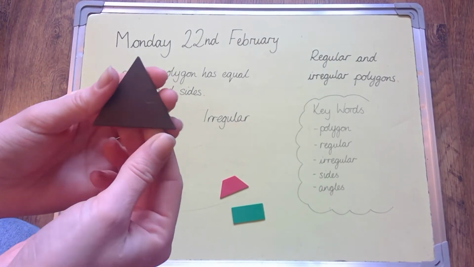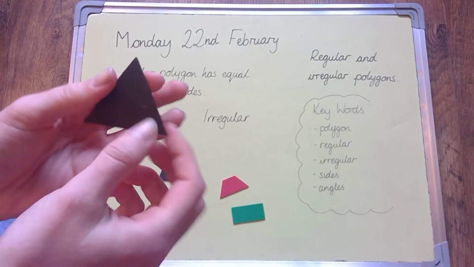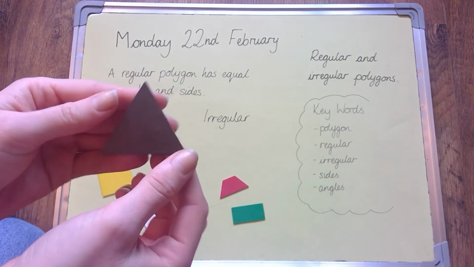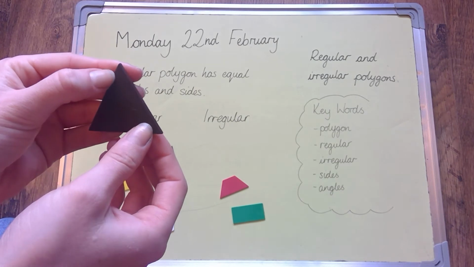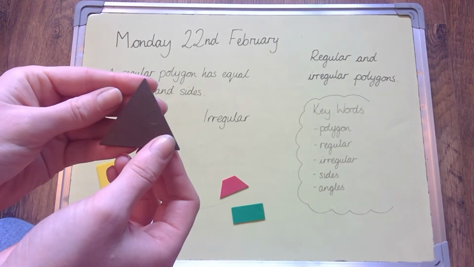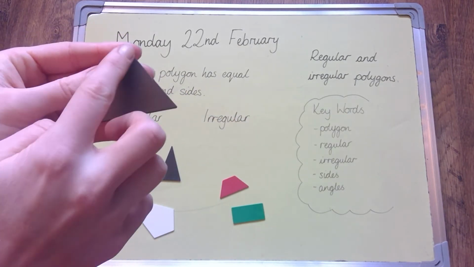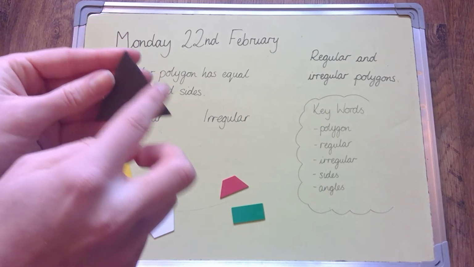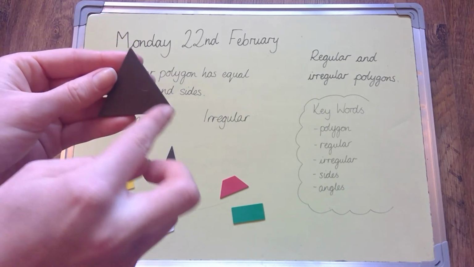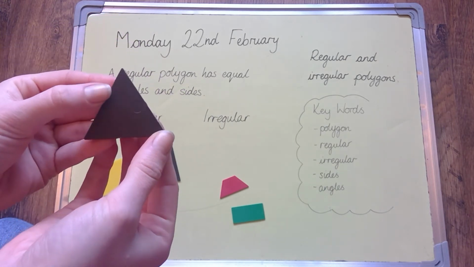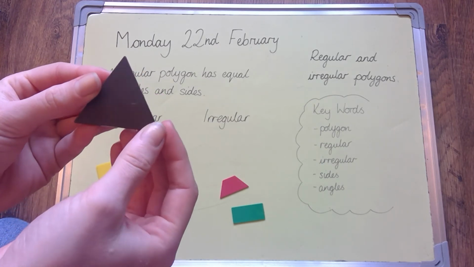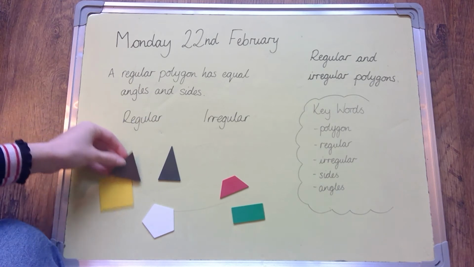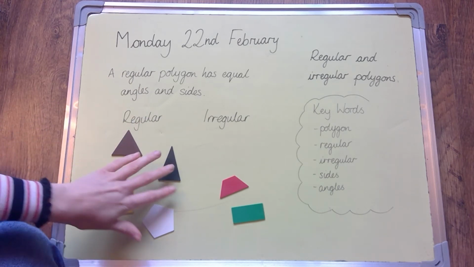Okay, so this is an equilateral triangle. Okay, all of our sides are the same length. Now you can use a ruler to double check if you'd like. We're not going to be worrying about measuring the angles today, but we know that all of the sides are the same, so our angles must be the same as well. Okay, so that is our equilateral triangle. All of the sides are the same, so that means that it must go under regular.